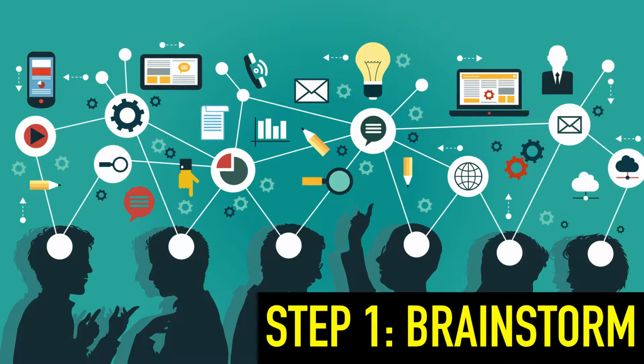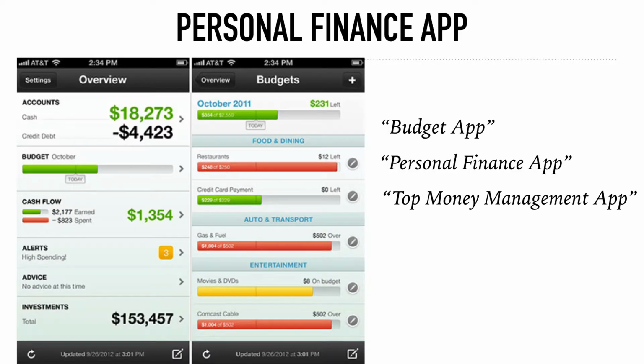Step 1 is to brainstorm for potential keywords specific to your app. Put yourself from the point of view of your target audience. What phrases would your target audience most likely type in Google or in the app stores to search for an app similar to yours? For example, if your app is a personal finance app that helps people manage their household finances or budgets, some keywords they may potentially use are budget app, personal finance app, top money management app, and so on.